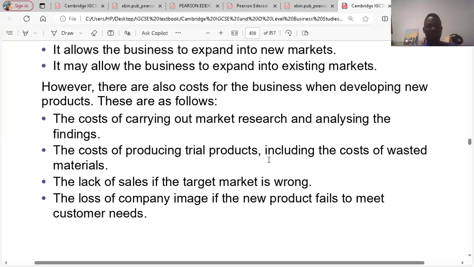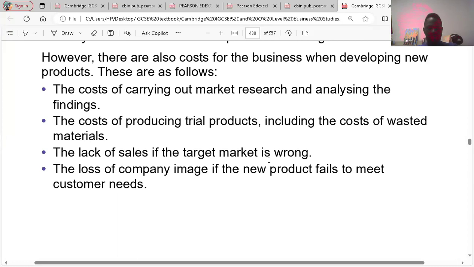I think it's clear. The second cost, the cost of producing trial products, including the cost of wasted material. So you are developing a prototype. You want to test it in a small segment of the market. If it's successful, good for you. But if it is not, it becomes a waste. You have to scrap it, and that means money is gone.